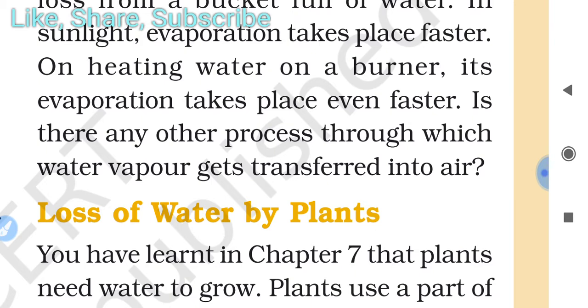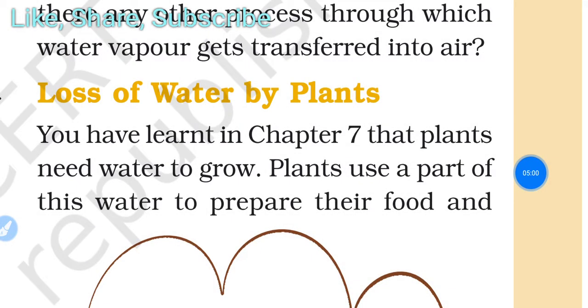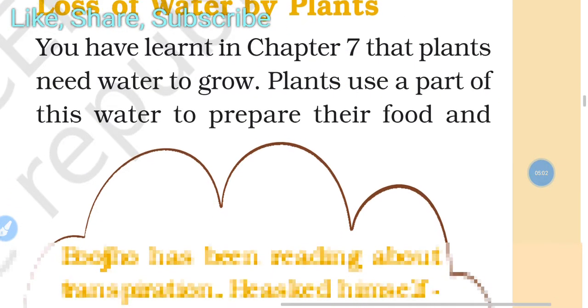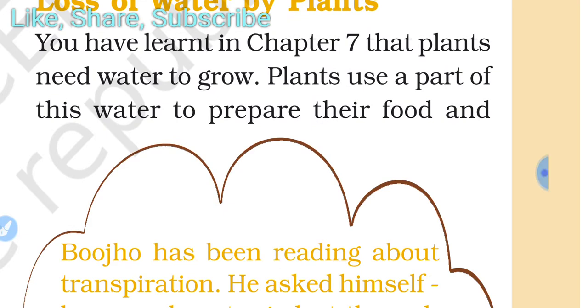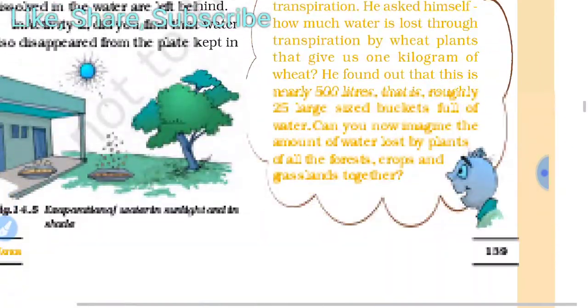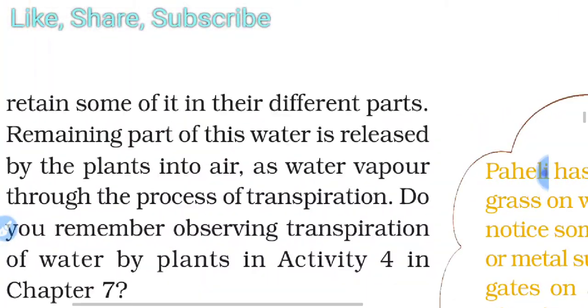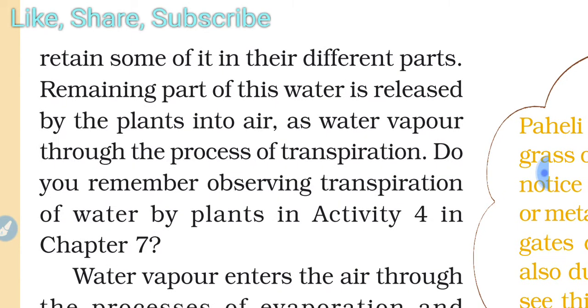Is there any other process through which water vapors get transferred into air? Now we move to the loss of water by plants. You have learned in chapter 7 that plants need water to grow. Plants use a part of this water to prepare their food and retain some of it in their different parts. The remaining part of this water is released by the plants into the air as water vapor through the process of transpiration.